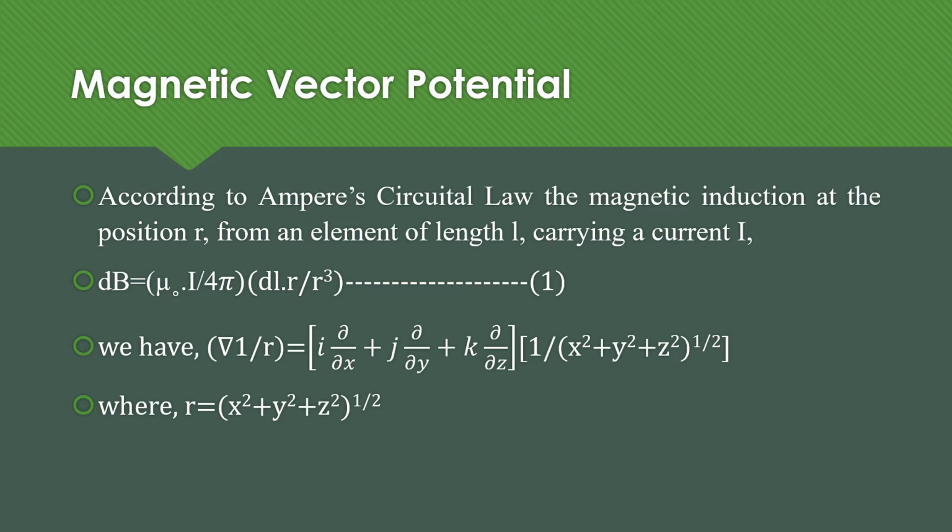According to Ampere's circuital law, the magnetic induction at the position R from an element of length dL carrying current I can be given by dB is equal to mu 0 I by 4 pi into dL cross R by R cube. Let us denote it by equation number 1.